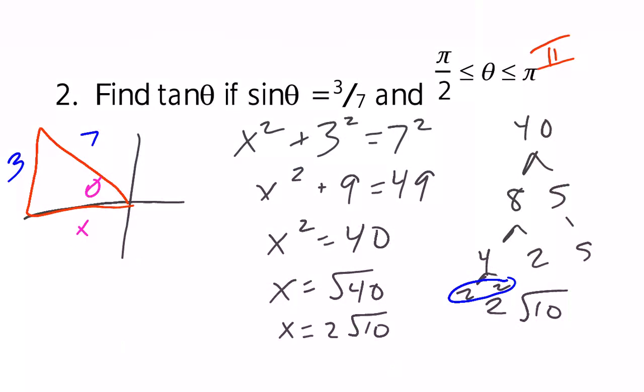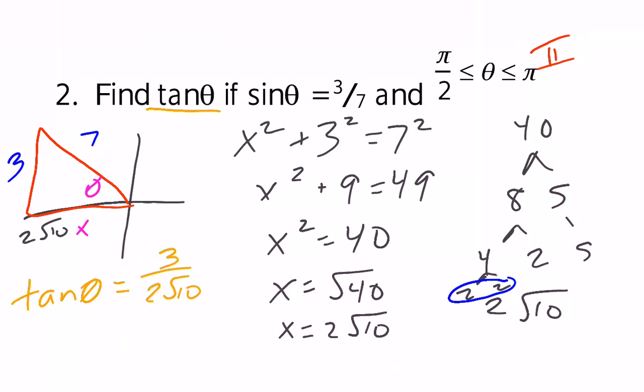Let's label that over here on my graph. 2 square root of 10. And my question is tangent. So make sure you go back to the question. Tangent. So that's opposite over adjacent. So in this problem, my opposite would be 3 over adjacent, which is 2 square root of 10.